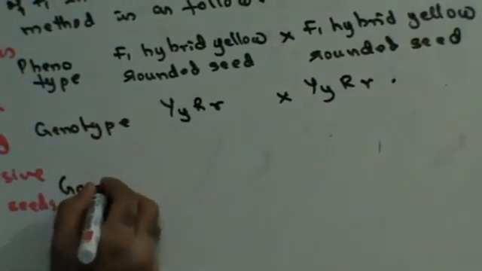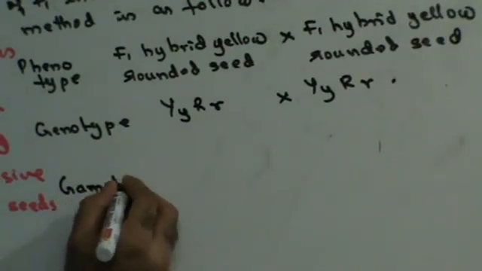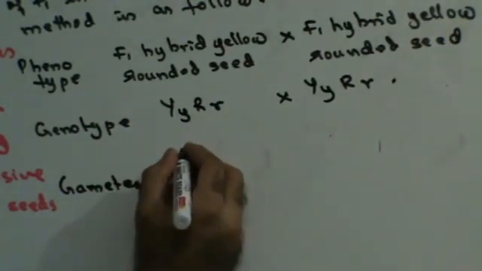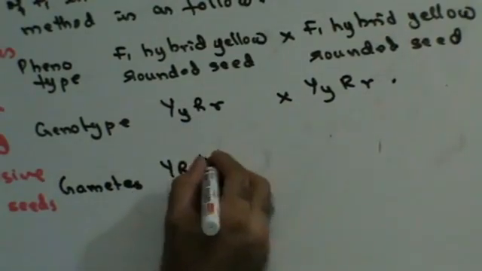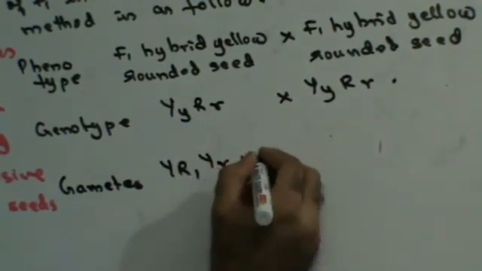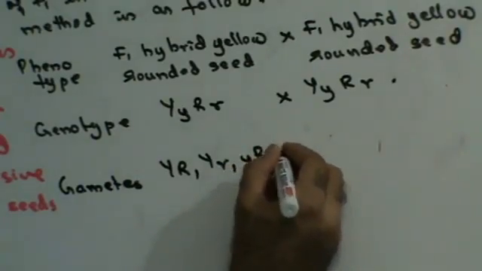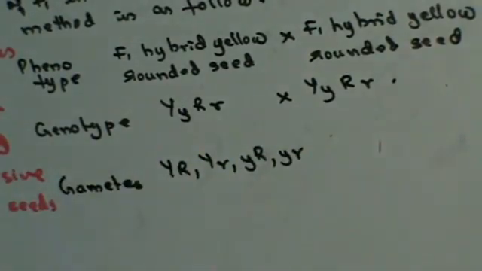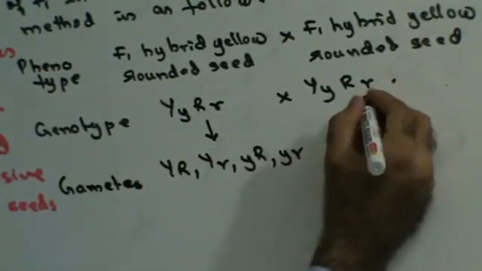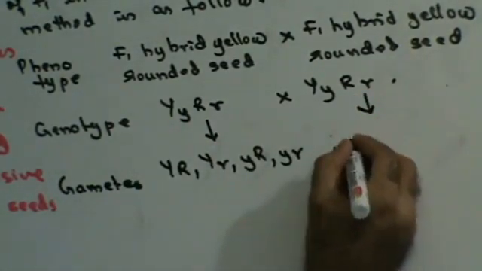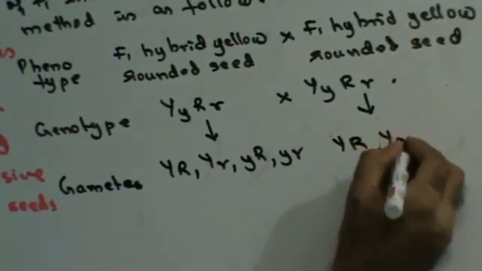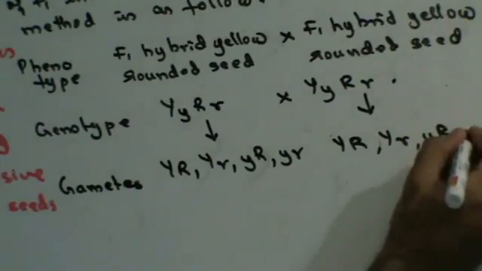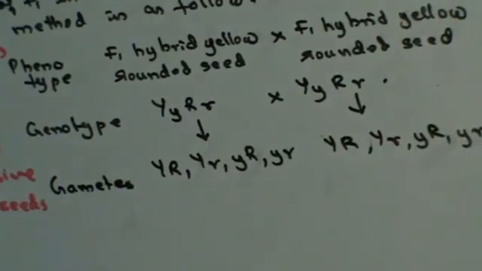Now, what are the gametes that I would get from here? I would get 4 types of gametes: either YR, Yr, yR, or yr. These are the 4 different types of gametes that I would get from the first F1 parent plant, and the same kind of gametes you would get from the second parent also: YR, Yr, yR and yr. These are the 4 gametes I would get.